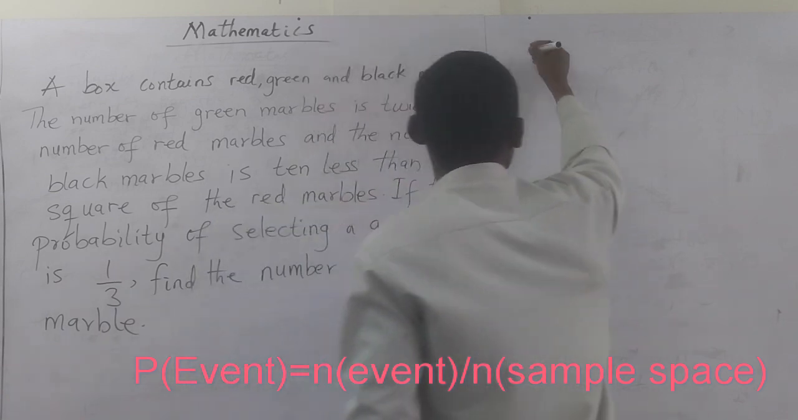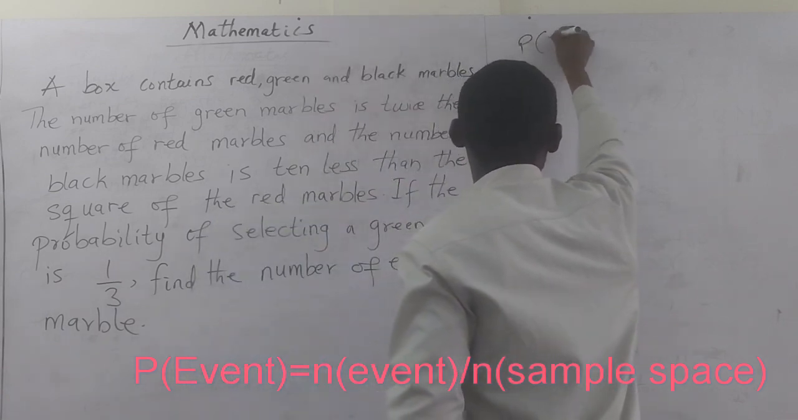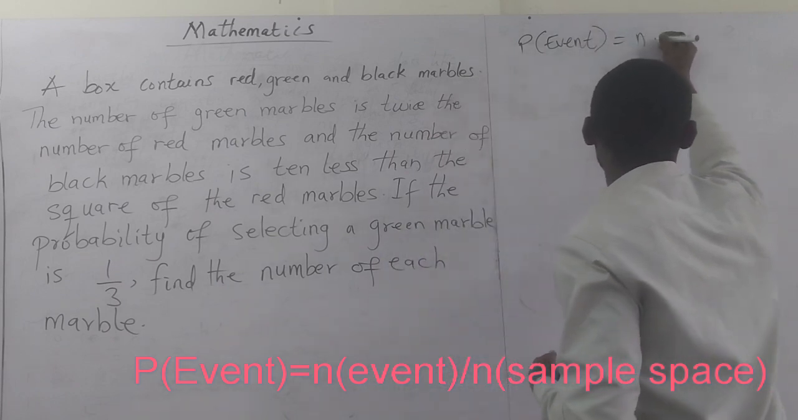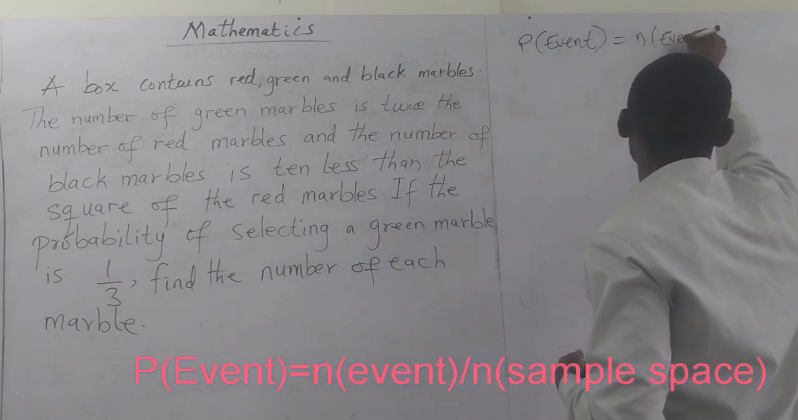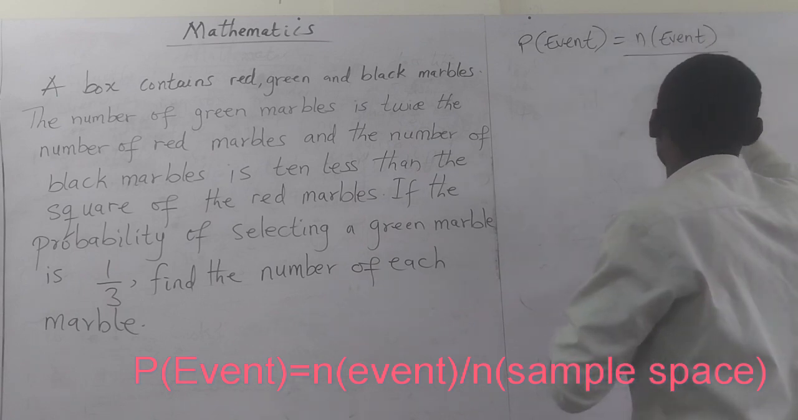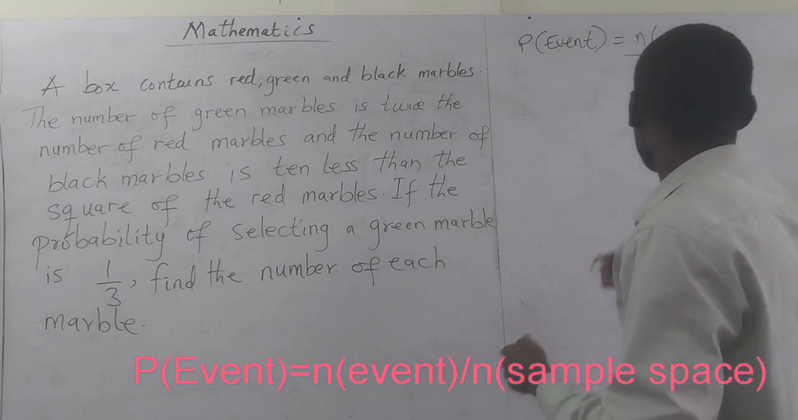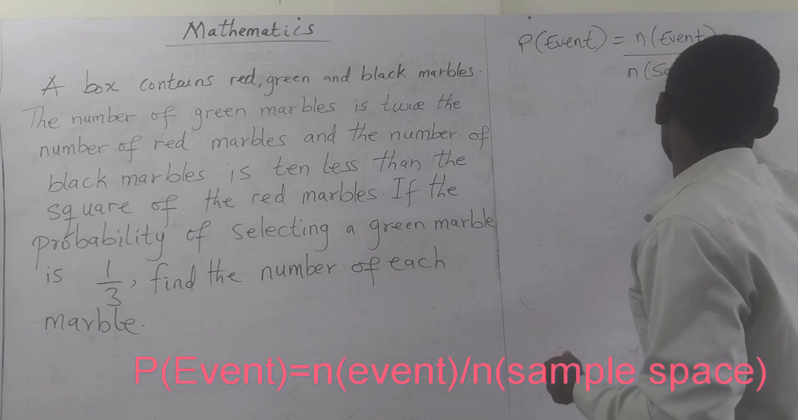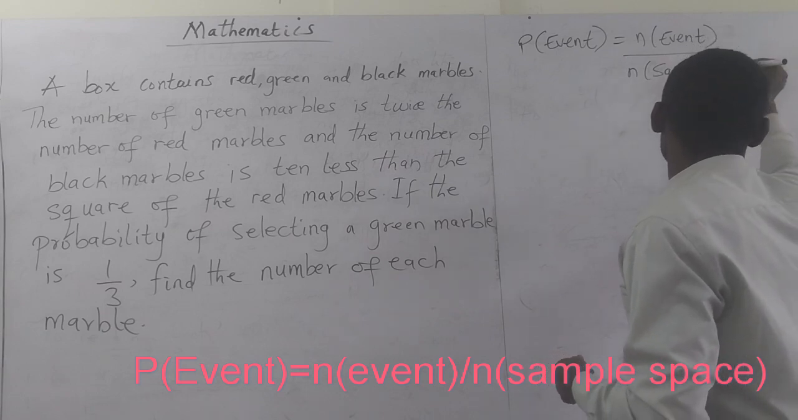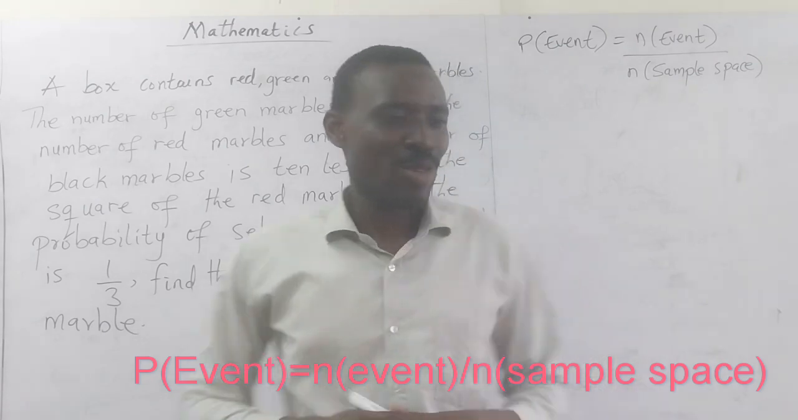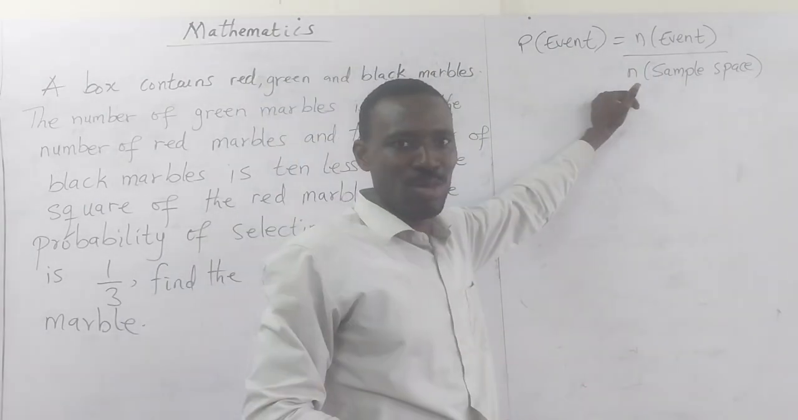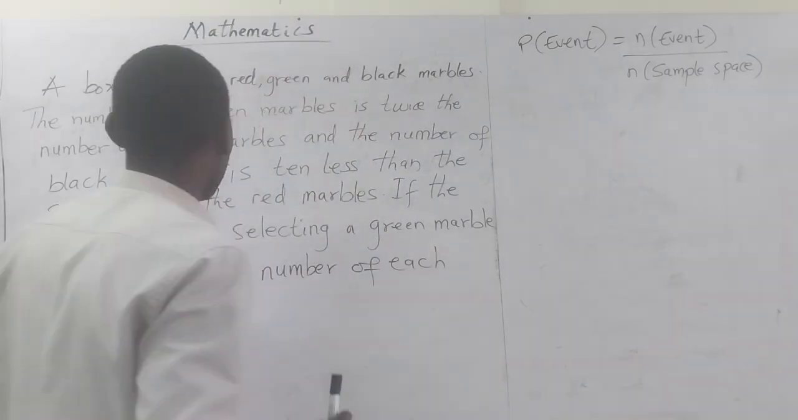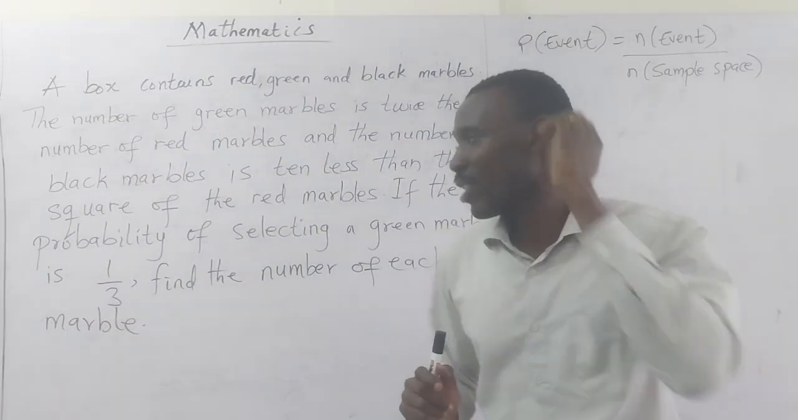The probability of an event, so P for probability of an event, is equal to the n of the event itself, or other books will say the n of the desired outcome over the n of the sample space. Great. So you are going to use this simple concept to solve this question. Is that okay? It's not difficult. Now, let's take the parameters one after the other.